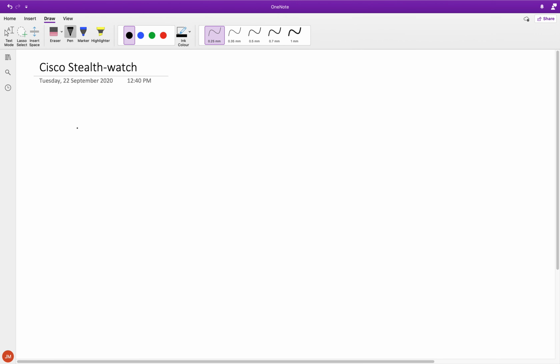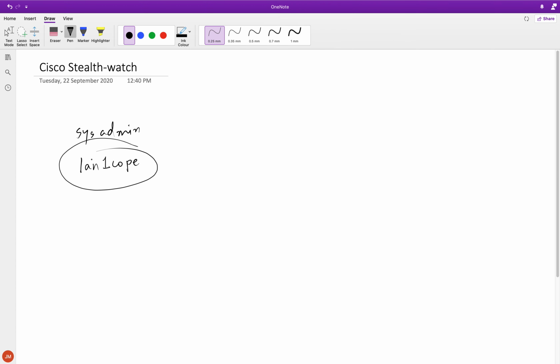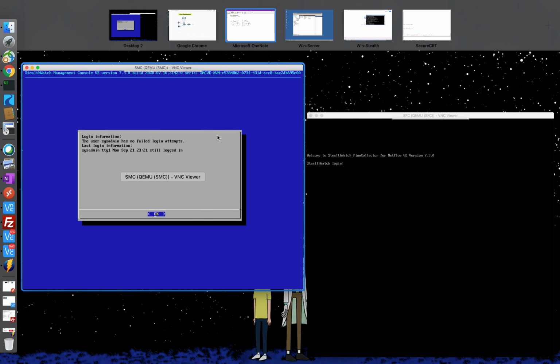So the default username is sysadmin, and the password is LAN1COPE. I believe it was the company which actually built this, and then Cisco acquired it in recent years. Similarly for your GUI, the username is admin, and the password is LAN411COPE. Interesting passwords, right? It's just a default password.